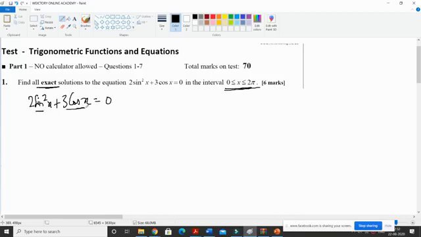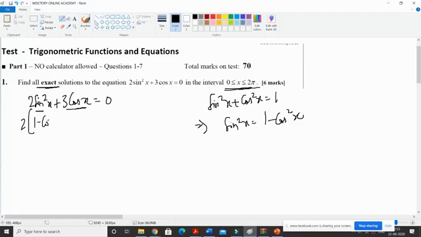As these are two different trigonometric ratios, we can easily convert sine square x into cos square x. As we know, sine square x plus cos square x is equal to 1. So we can write that sine square x is equal to 1 minus cos square x. Okay, so just substitute sine square x as 1 minus cos square x, so 2 times (1 minus cos square x) plus 3 cos x is equal to 0. You will find a quadratic in terms of cos. So 2 minus 2 cos square x plus 3 cos x is equal to 0.